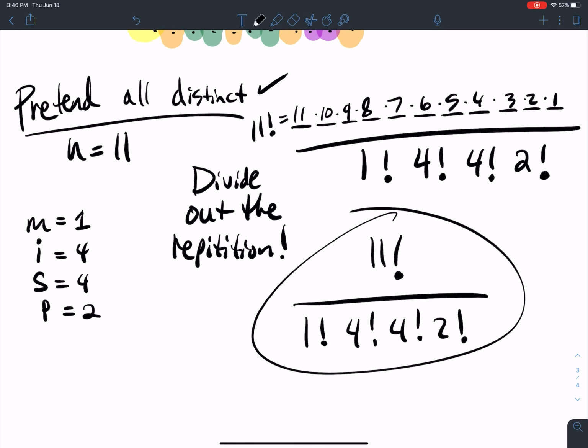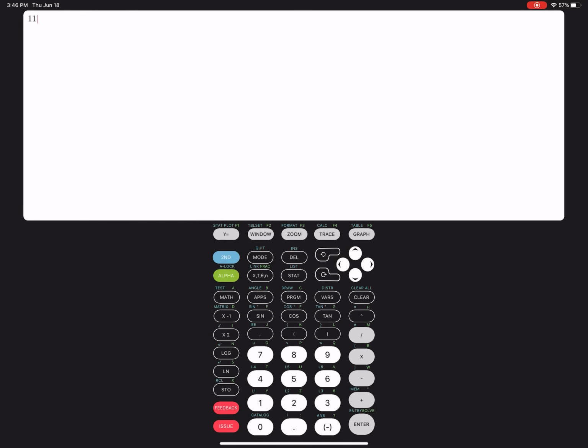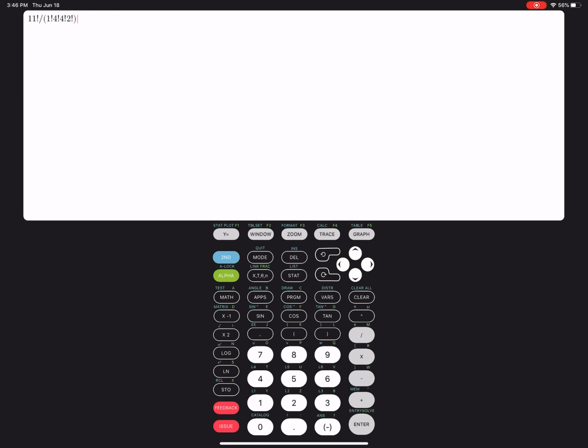You need to be careful when you type this into your calculator. Let me show you. I'm going to do 11, and then math, probability, factorial, and I'm going to divide. I'm going to open up a parentheses. In my parentheses, I'm going to put 1 factorial, which you really don't have to do, but I'm doing it so you can do all of them, then 4 factorial, 4 factorial, and 2 factorial. And close my parentheses, and I hit enter.